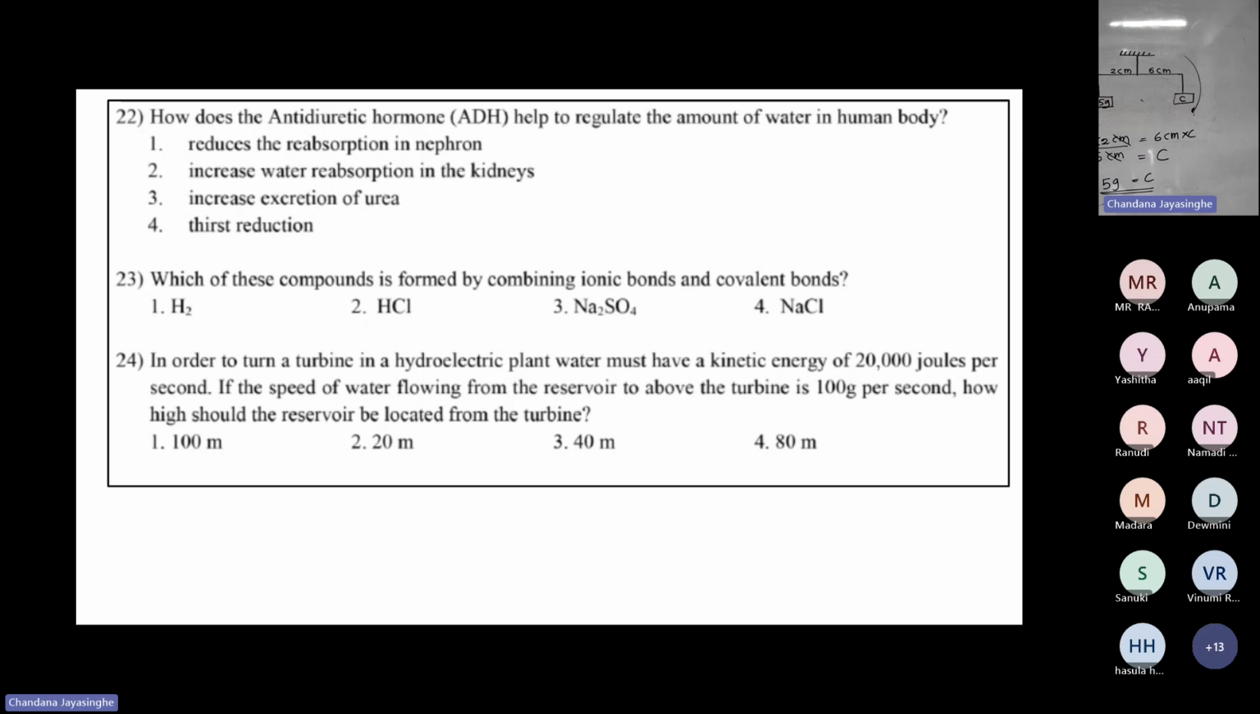So ADH hormone acts on the nephron and it what? Increases the water reabsorption in the kidney. Right? So the answer for the 22nd, second one. Okay? It comes what? Second one. Then we are going for the next one, 23rd.